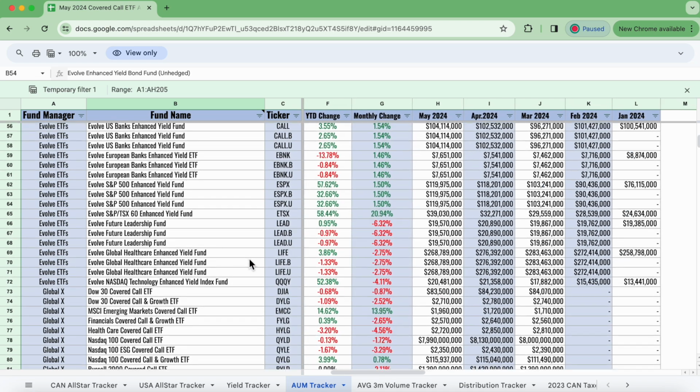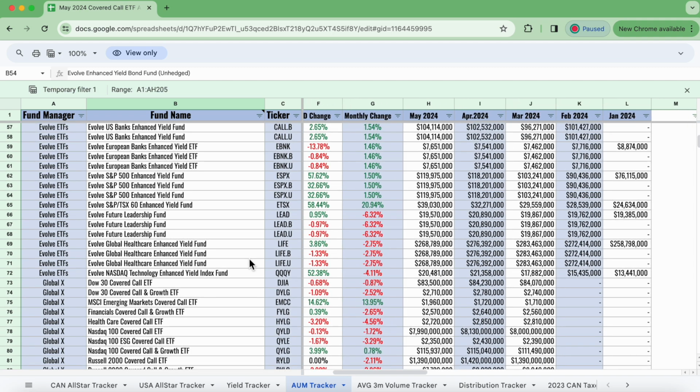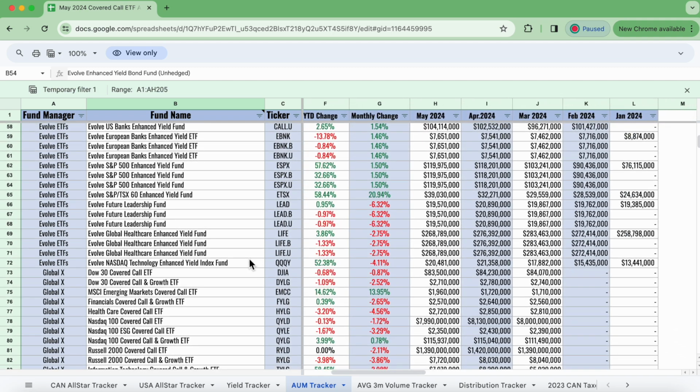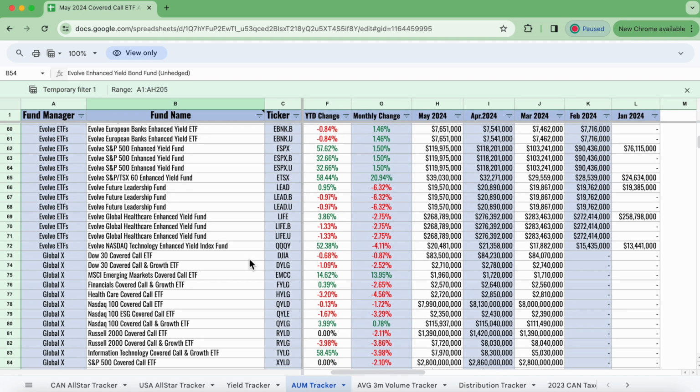Now they got some other bigger funds, but I just feel like those are the funds that drum up the most discussion. Especially with Life, right? You can see Life, it's basically kind of hung in there, not growing, not declining.